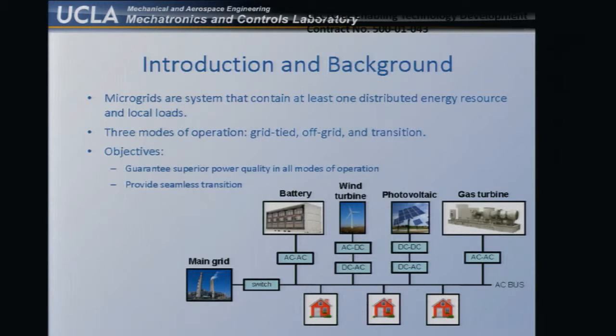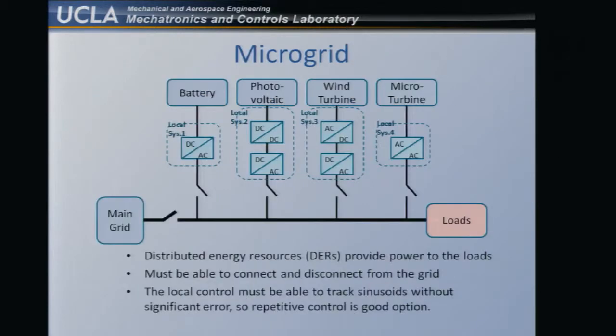It has a number of distributed energy sources, and then there are power converter controls, DC to DC, DC to AC, all kinds of combinations you can have. Then there will be a switch to connect this bus either to the grid or disconnected. When it's disconnected, it's isolated mode, and then there will be load here.